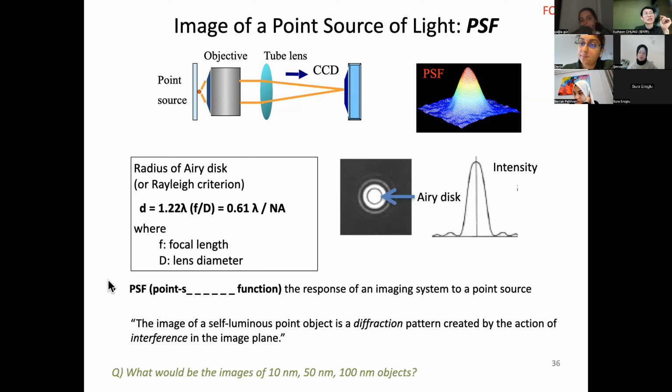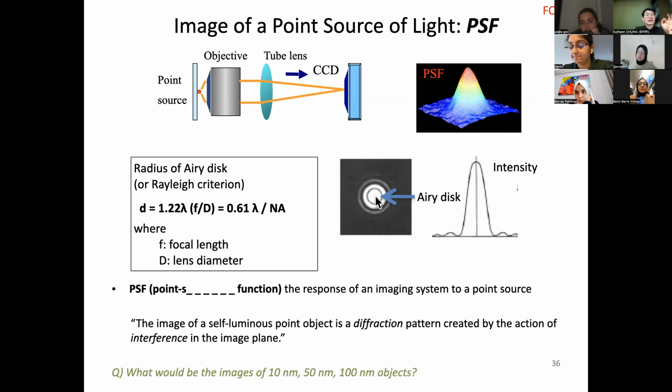So we call this a PSF, or point spread function. That function comes more from an engineering concept. So that's what I want to say. What does this actually mean? It means that you will not be able to distinguish an object smaller than this.